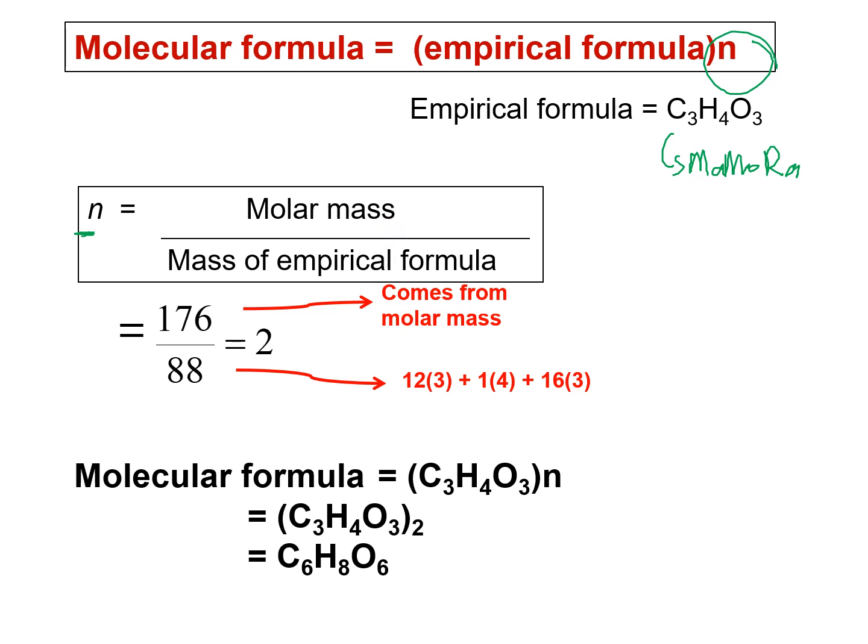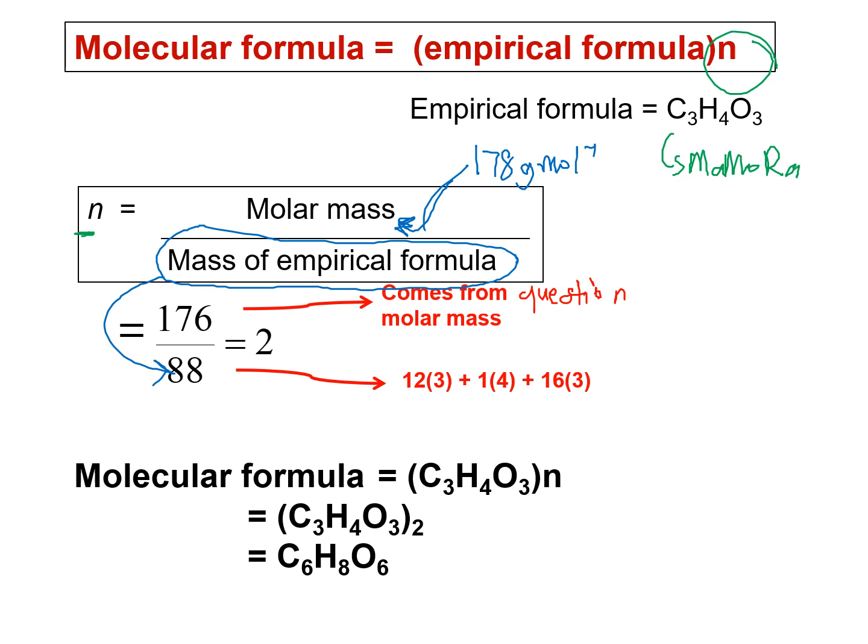Okay, comes from the question's molar mass. The question has already given it. In the question, they mentioned the molar mass for ascorbic acid is 178 grams per mole. Alright. Mass of empirical formula, this is the molar mass of the empirical formula. So, you calculate the mass of the empirical formula. How do you calculate it?